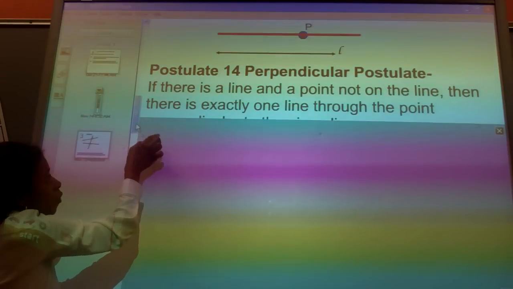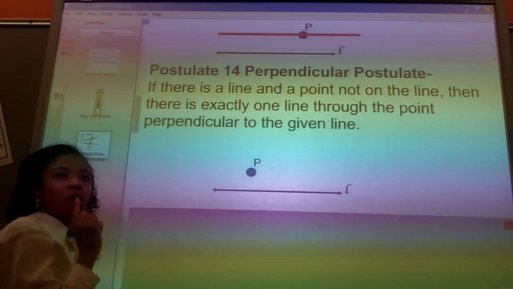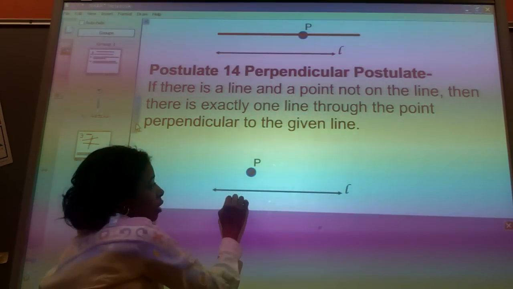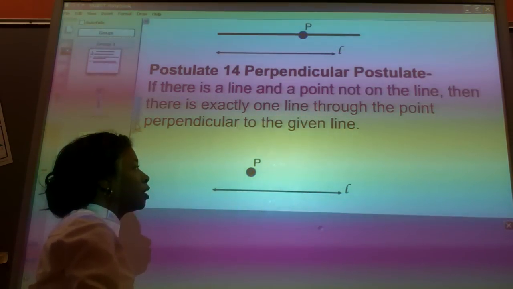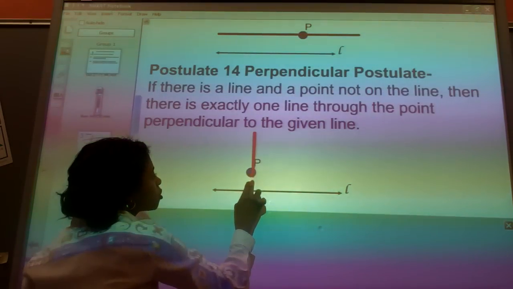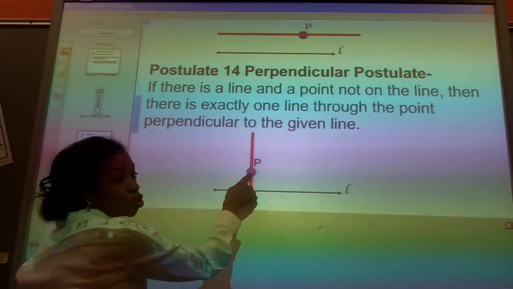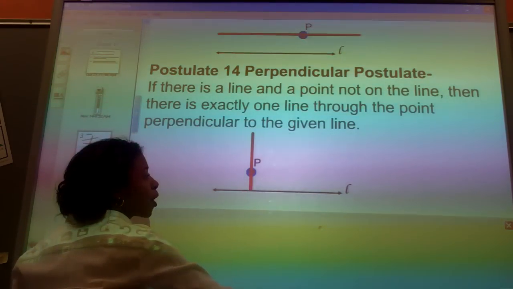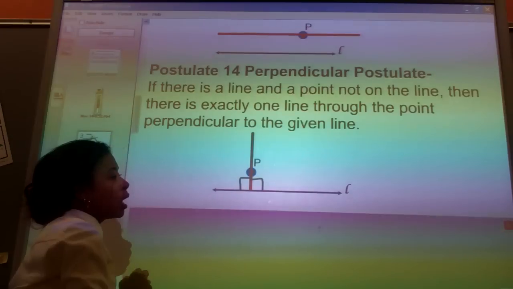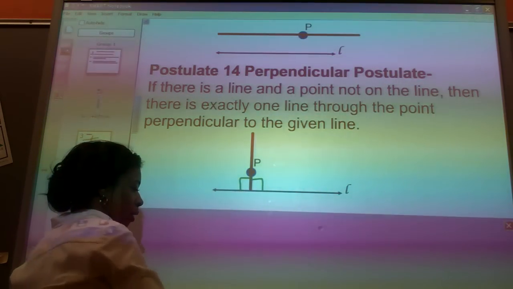Continuing on, postulate 14 is the perpendicular postulate. And that just says if I have point P and line L again, there's only one exact place that I can draw my new line through point P so that it is perpendicular to L. What do you mean? If I draw this line, there's only one exact place that I can draw this line, my new red line. It goes through point P, and at the same time, it is perpendicular, meaning it forms 90-degree angles with line L. So my red line goes through point P, and it's perpendicular to line L.